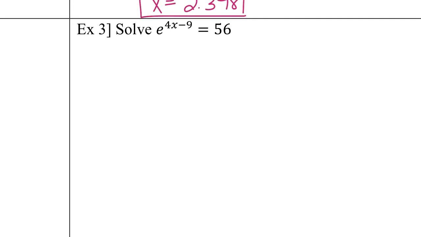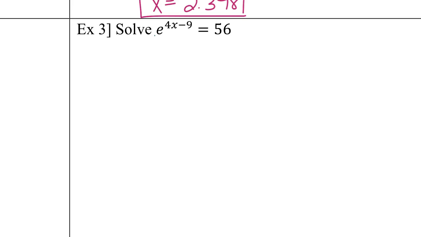Example 3. Solve e to the 4x minus 9 equals 56. Again, I can't make e into anything because e is that irrational number that never ends. Since it doesn't end, I'm not going to be able to get a whole number out of it, no matter what power I raise it to. So I need to take the log of both sides.